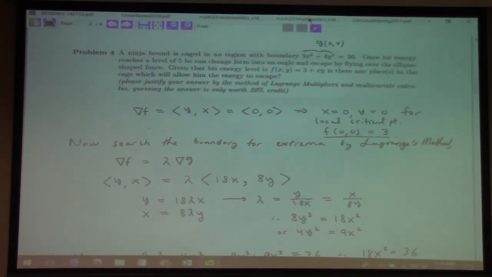So how did I treat this? I need to look for maximum energy, right? So first of all, I look for where the gradient of the energy function is 0 to find any local mins or max. And then I'm going to use the method of Lagrange multipliers to see what happens on the actual ellipse-shaped fence. And so first of all, only the origin, so f(0, 0) is 3. That's not enough to change into an eagle, right?